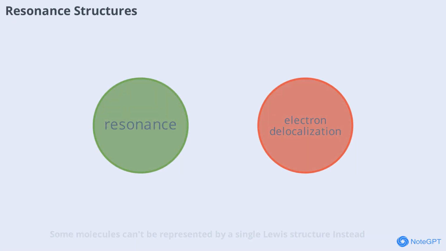Some molecules can't be represented by a single Lewis structure. Instead, they have resonance structures, which are multiple valid ways to arrange electrons. The true structure is a hybrid of these possibilities, leading to greater stability. Resonance is common in molecules like ozone and the nitrate ion. Recognizing resonance helps explain the properties and reactivity of many important compounds.